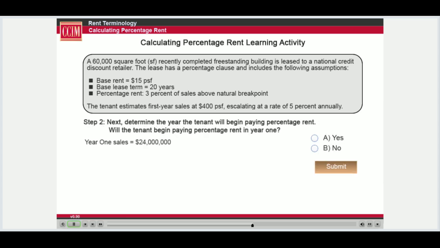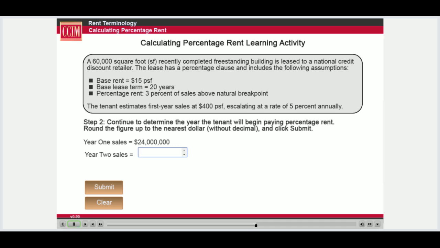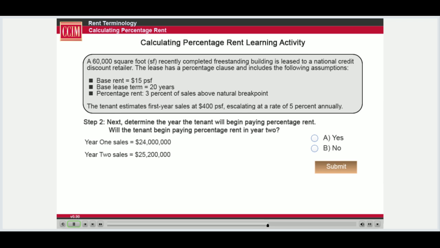Will the tenant begin paying percentage rent in year 1? Step 2. Continue to determine the year the tenant will begin paying percentage rent. Round the figure up to the nearest dollar without decimal and click Submit. Will the tenant begin paying percentage rent in year 2?